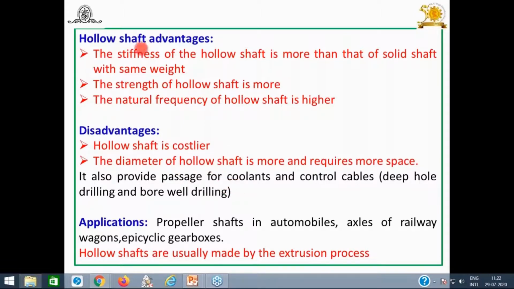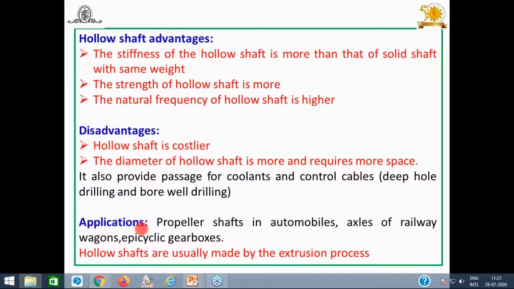But what is the other advantage? Because it's a hollow one, in some of the applications, it provides passage for the coolants. Again, it provides passage to control the cables in case of deep hole drilling or bore well drilling. So we can pass that coolant as well as the cables or the wires. We can accommodate inside that hollow shaft. This is also another advantage.